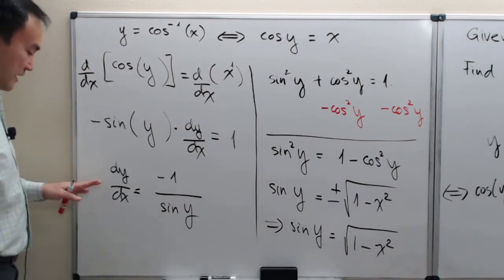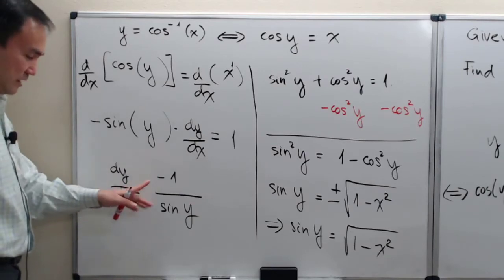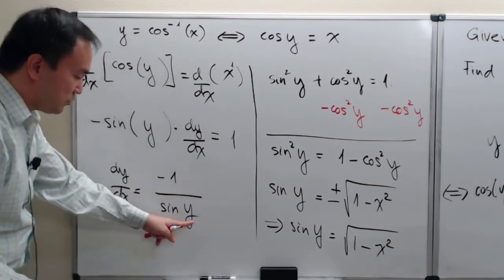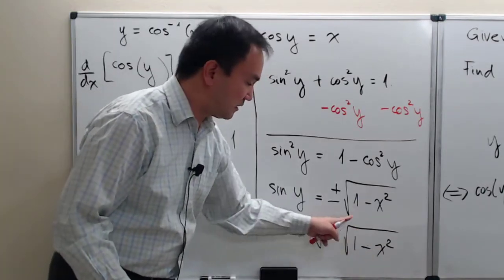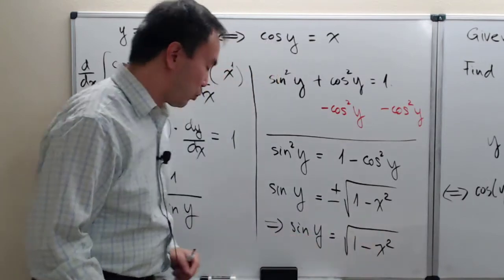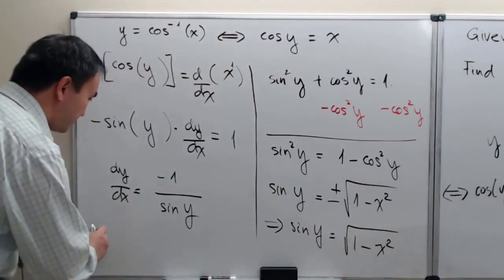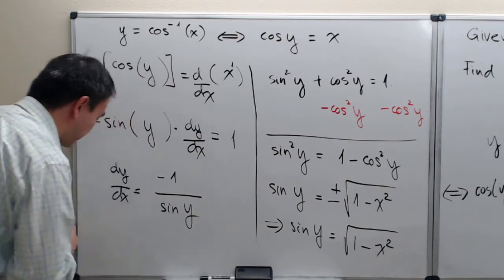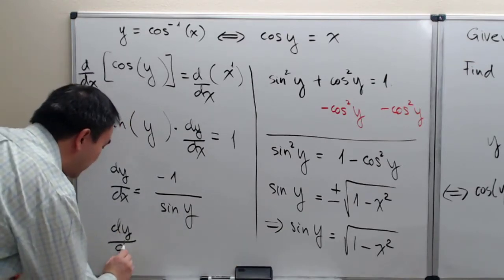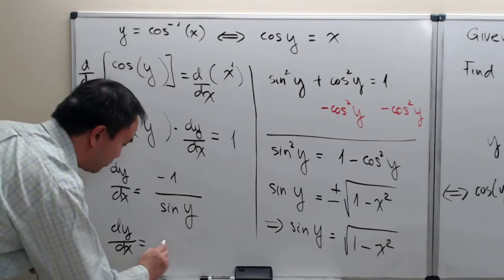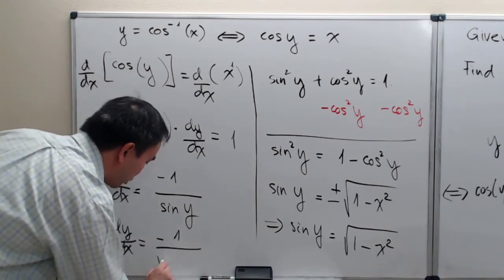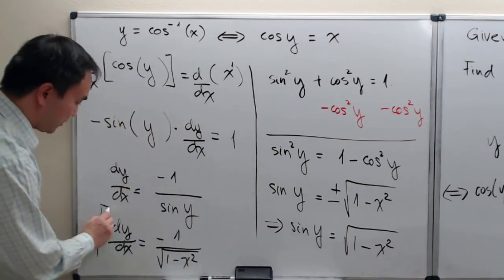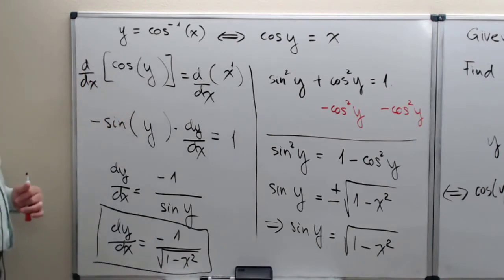And so now I'm ready to come down to my final answer. Currently, dy/dx equals -1 over sine of y. For my next step, I'm simply going to substitute sine of y by the square root of 1 minus x squared. So dy/dx will equal -1 over the square root of 1 minus x squared. And that's how we have found our derivative of cosine inverse.